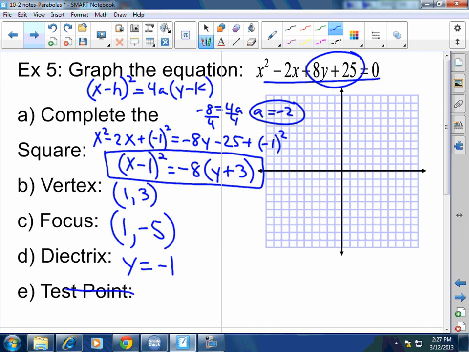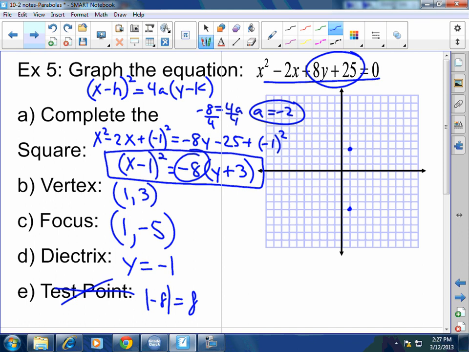You don't need your test point. You know your latus rectum is negative 8. So the absolute value of that is going to be 8. So now I have (1, 3), that's my vertex. My focus is (1, negative 5). So this is going to point down or up? Down, and you know it's going to point down because that's negative.